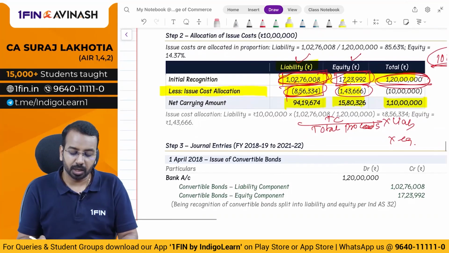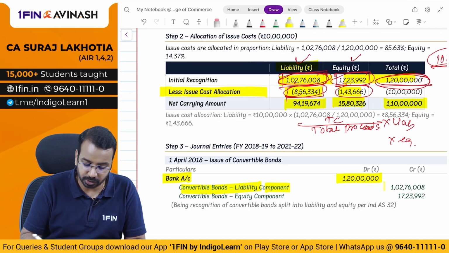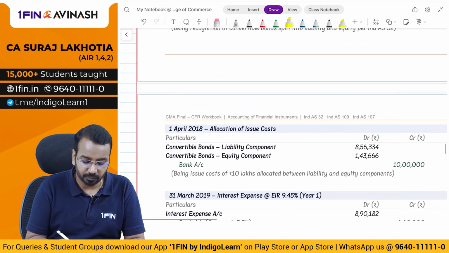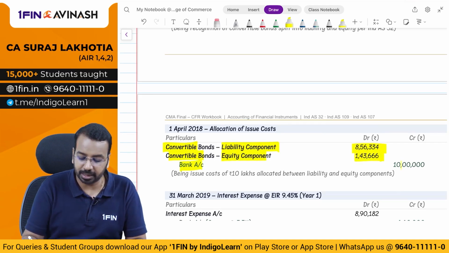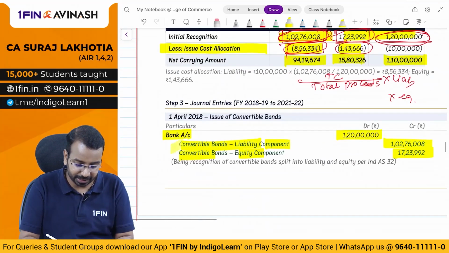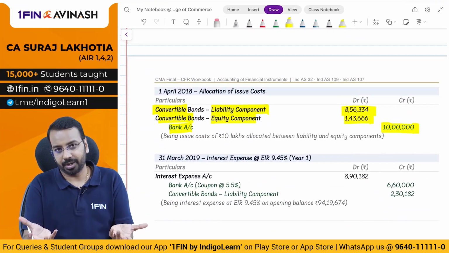Alright. Now, what is the original entry? Bank account debit 1 crore 20 lakhs to convertible bond liability component 102, convertible bond equity component 1723. Then, for the cost, convertible bond liability component 856, convertible bond equity component 143, to bank 10 lakhs. So, basically what we have done, credited here, debited here. Sir, can we pass a combined entry? Yes, you can pass a combined entry as well.